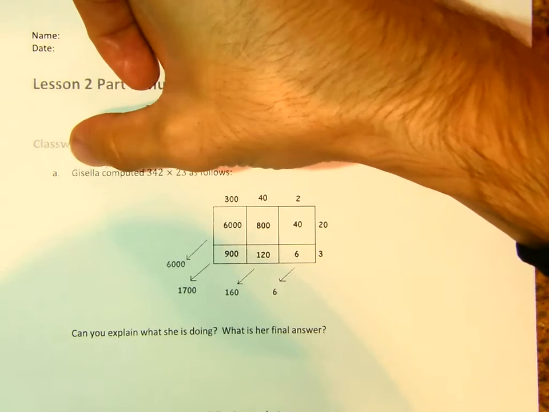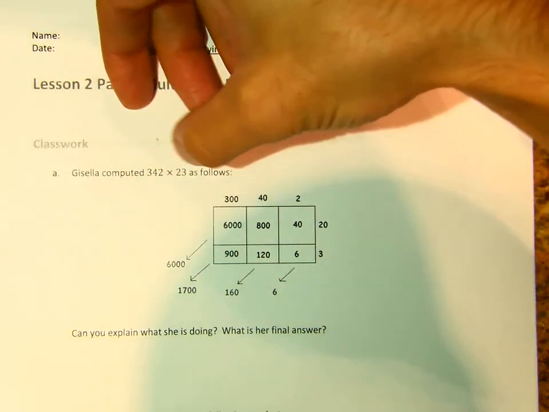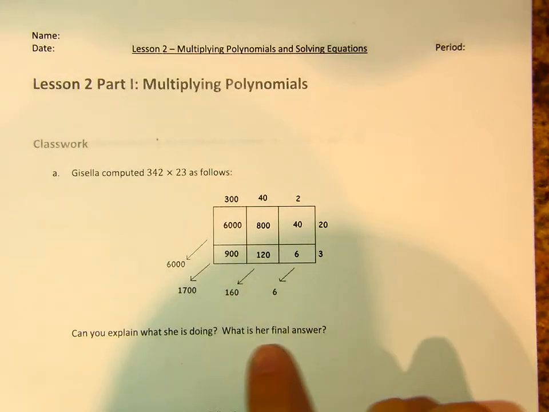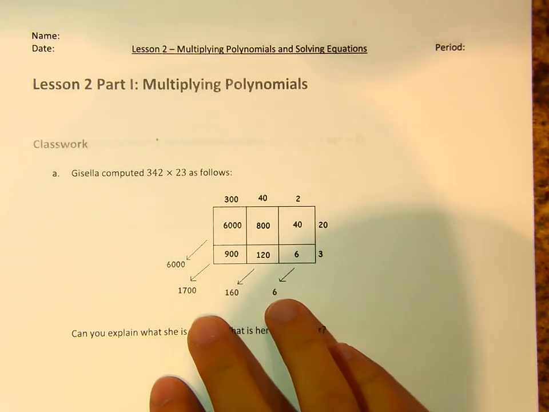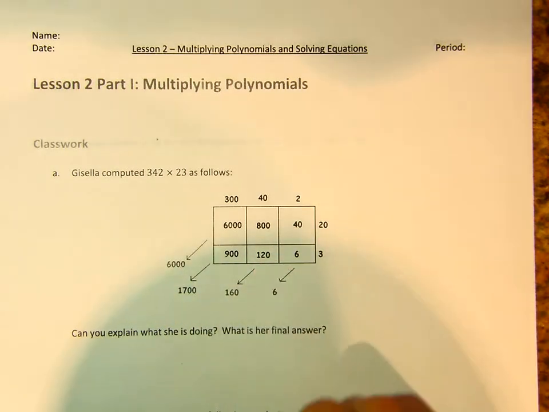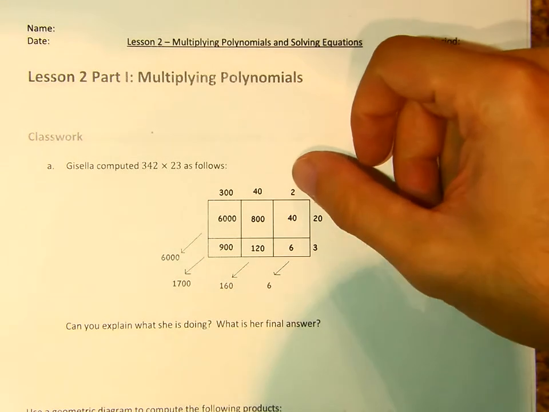Here, Gisela computed 342 times 23 as follows. So this was her work. Can you explain what she is doing? What is her final answer? So the idea here is just take a minute and pause the video, try and see what Gisela was doing. Okay. So here, if you unpaused, what was she doing?